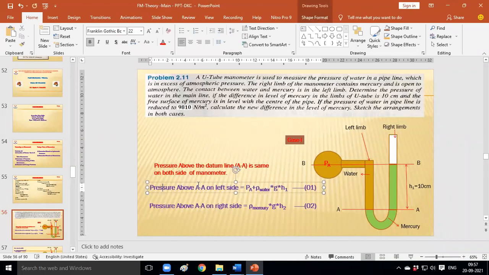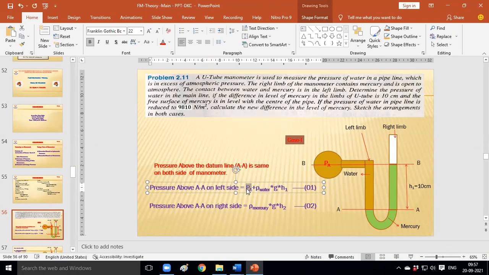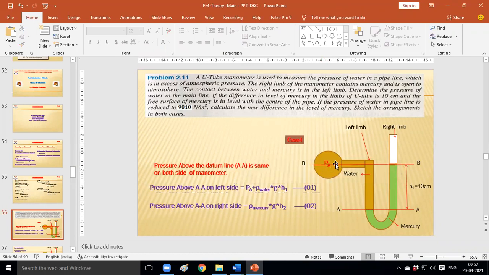See here, the pressure above the datum line AA on the left side is equal to rho GH. So the equation is rho GH plus this one. Why is this P added here? Yes, the pressure in the pipeline. We need to start from the center of the pipeline till the datum line. So the center of the pipeline pressure is given as PA.